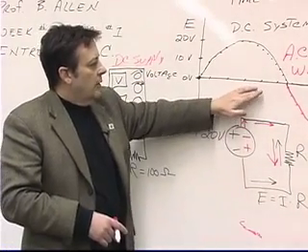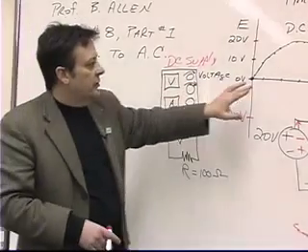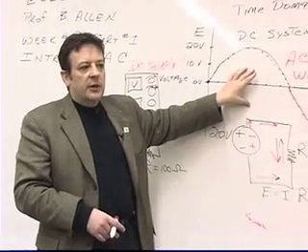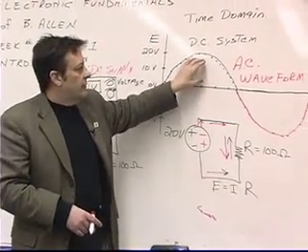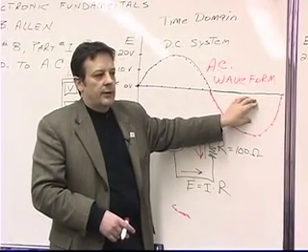Even though this was created with a DC supply, it still would be considered an AC waveform. The reason is because it has a positive half cycle and it has a negative half cycle.